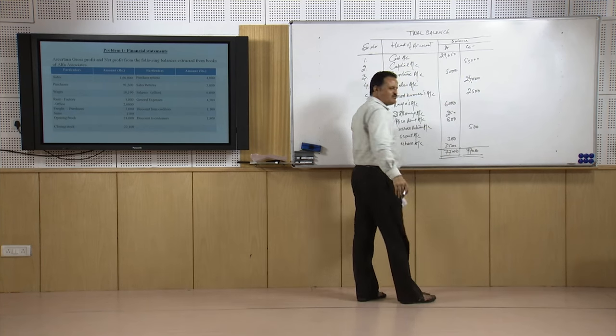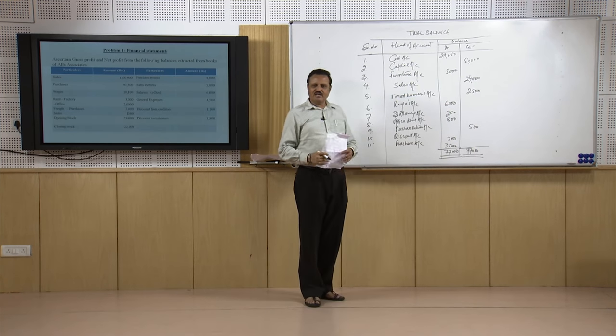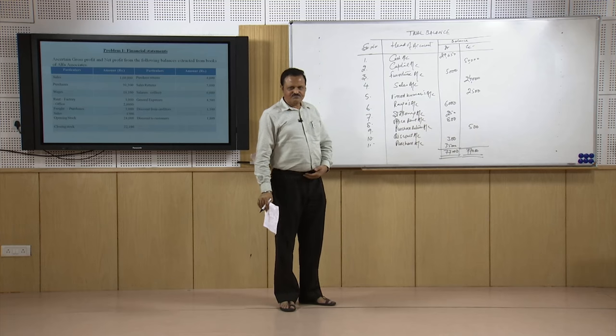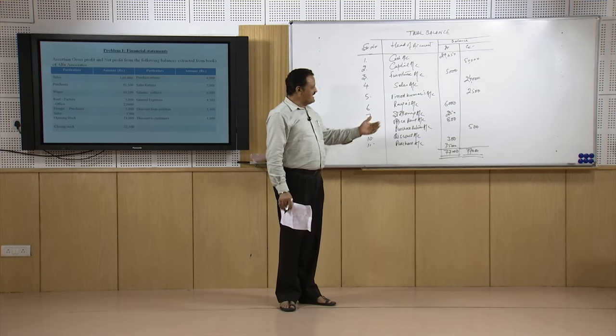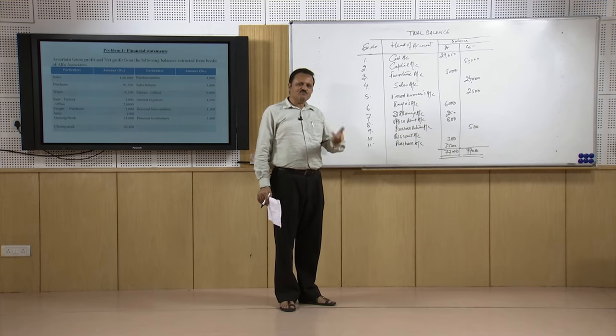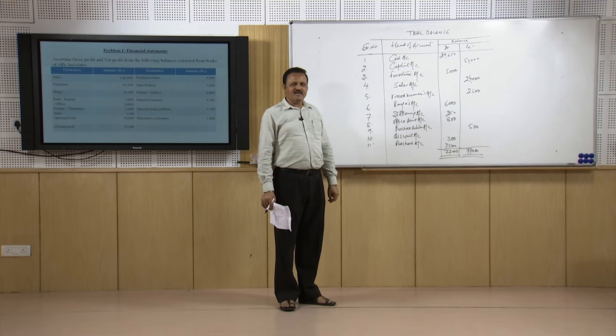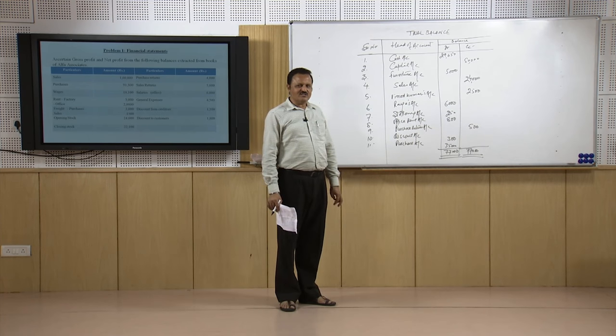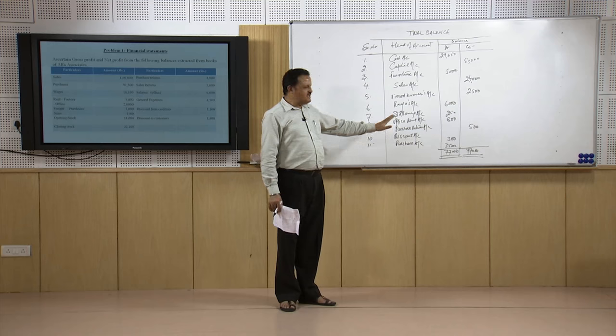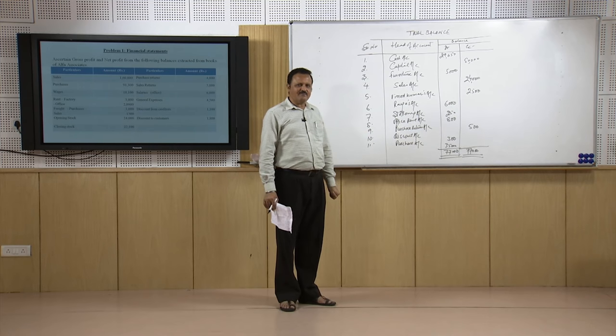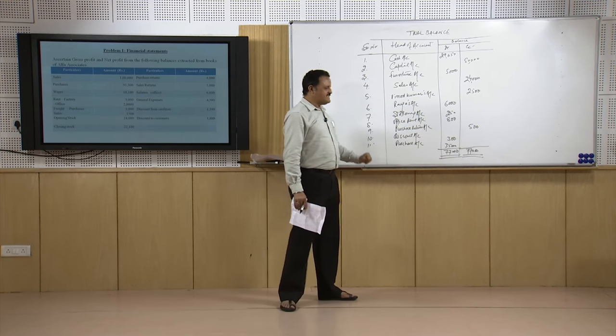And we have to anyway prepare the financial statements on the last day of the accounting period. And if this trial balance is not tallying, can we proceed further to prepare the profit and loss account and the balance sheet, the two financial statements, with the incorrect trial balance? Is it possible? Yes, it is possible.